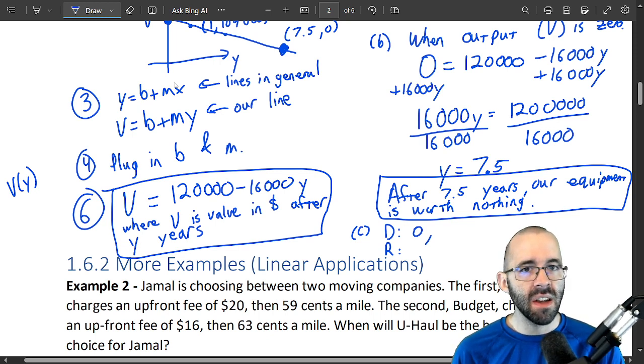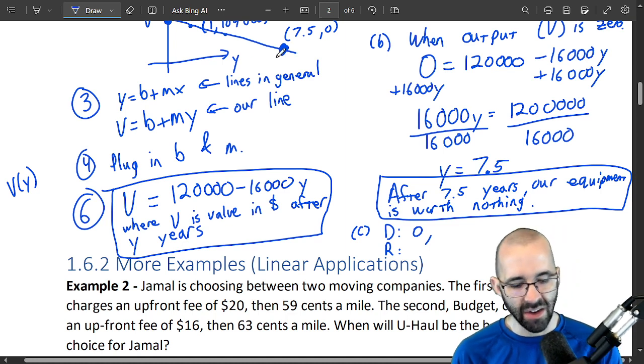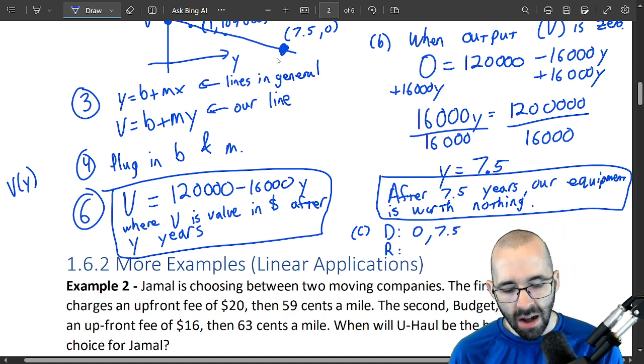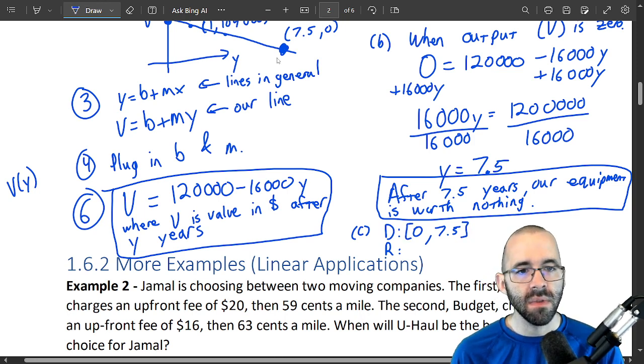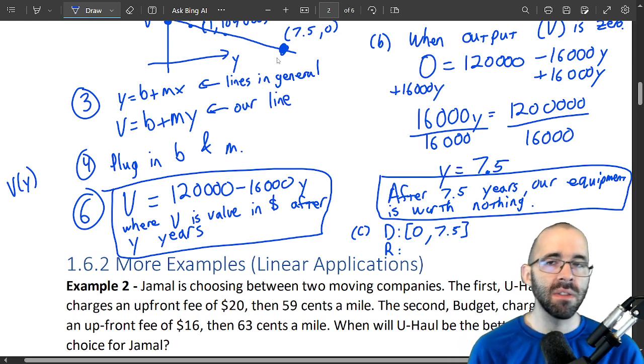And I would say that after 7.5 years, things don't make sense after this point either, because they're never going to have a negative value. Not really. Unless you think they're worth nothing and it's going to cost stuff to get rid of them. But this model won't make sense anymore after 7.5 years. A lot of times in applications, the domain has a lot to do with when are things positive. Not always, but often.